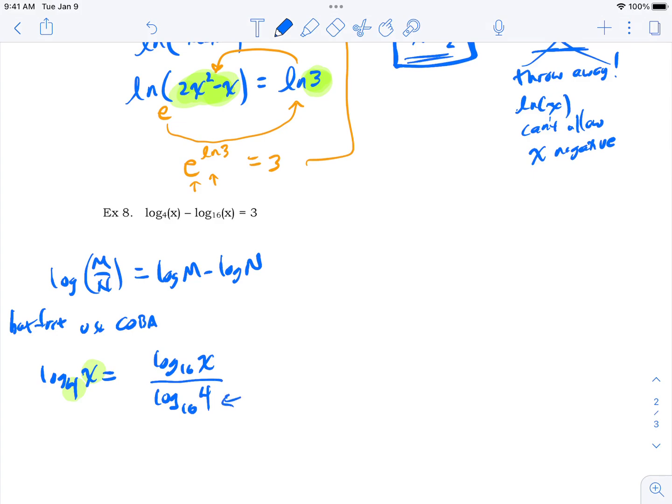Now this is a number. I might be able to figure this out actually. Log base 16 of 4. 16 to what power would give you a 4? You'd have to take a square root, right? You want to be thinking of powers or roots. A square root means a power of a half. So this equals 1/2 down here. And so if I've got something being divided by half, that's the same thing as multiplying by 2. If you divide by a half, it's the same thing as multiplying by 2. So this is a 2 times a log 16 of x. Okay.